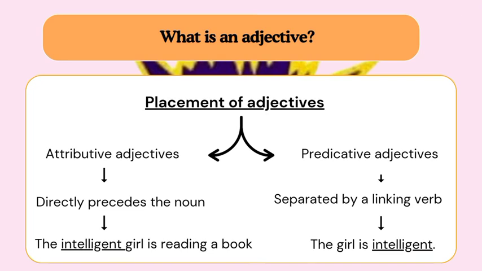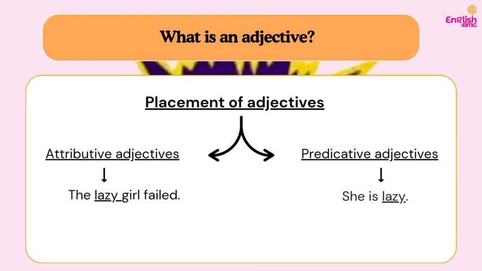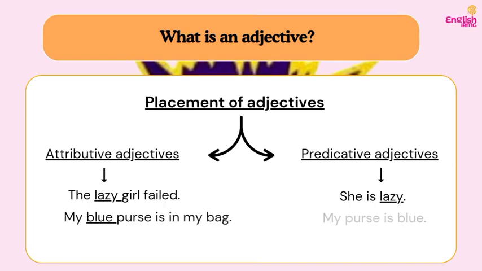Let's consider a few other examples. So, we have: The lazy girl failed, attributive, right before the noun. Then we have: She is lazy. Lazy is modifying "she", but it has been separated by a linking verb. So we say that this kind of adjective is what? Predicative. Another example: My blue purse is in my bag.